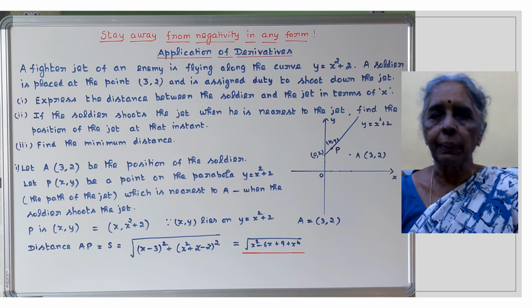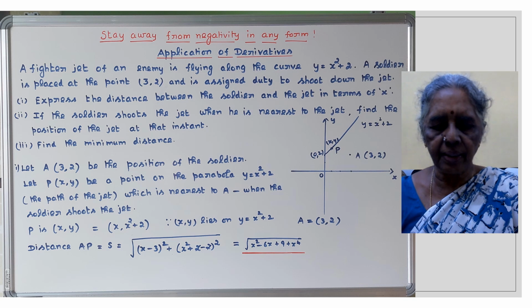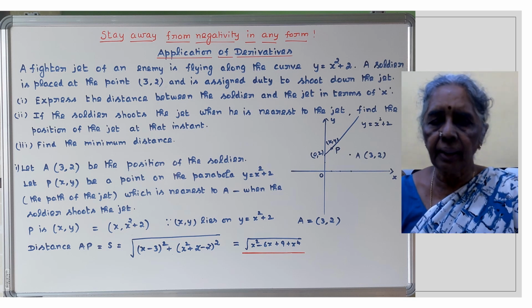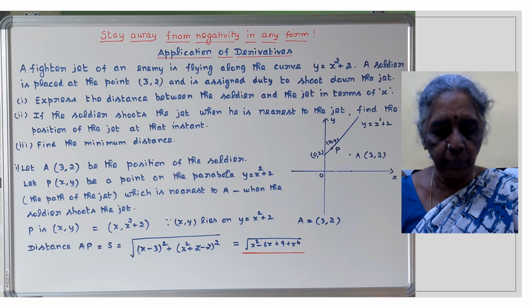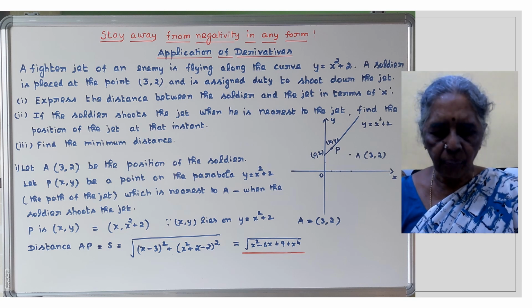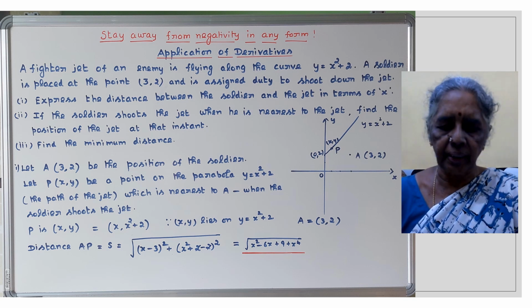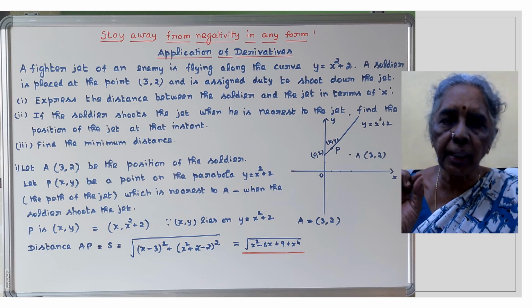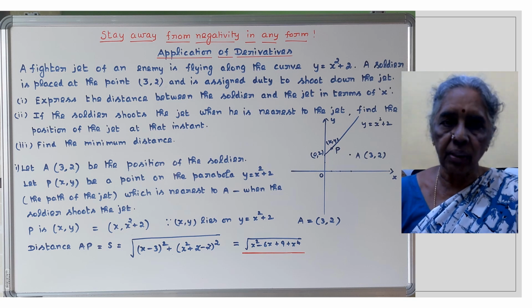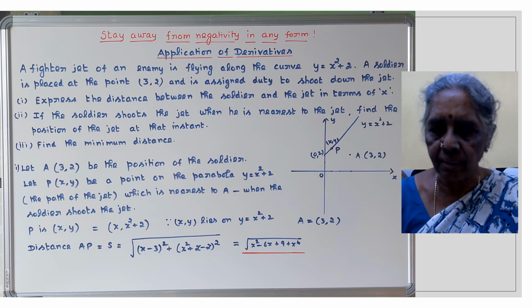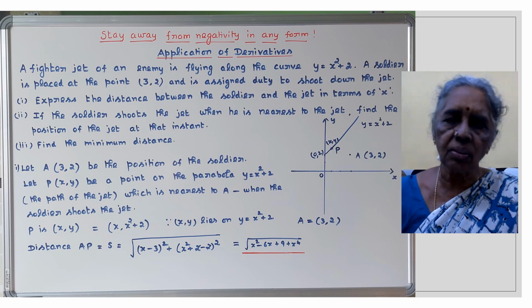You are asked three questions. Express the distance between the soldier and the jet in terms of x. Second question. If the soldier shoots the jet when he is nearest to the jet, find the position of the jet. Third question. Find the minimum distance. That is, when he shoots, what is the minimum distance? These are the three questions asked.